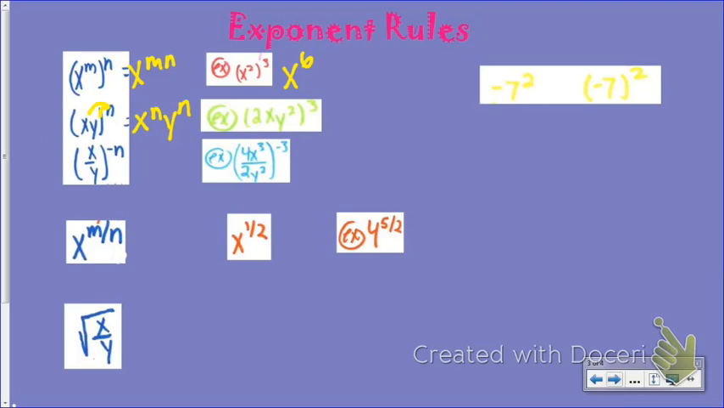So if we look at this example here, this is just one term, so every part of that term gets that cubed exponent. So 2 cubed is 8, x is raised to the 3rd power, and then y is raised to the 6th power.